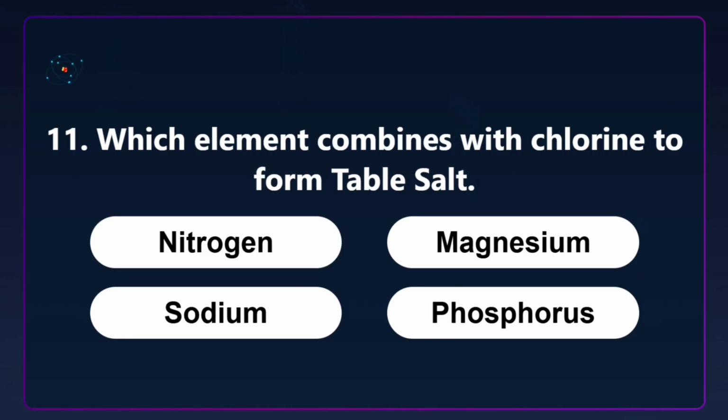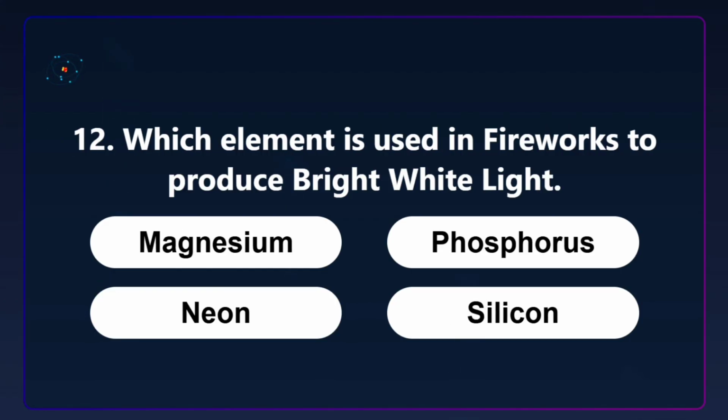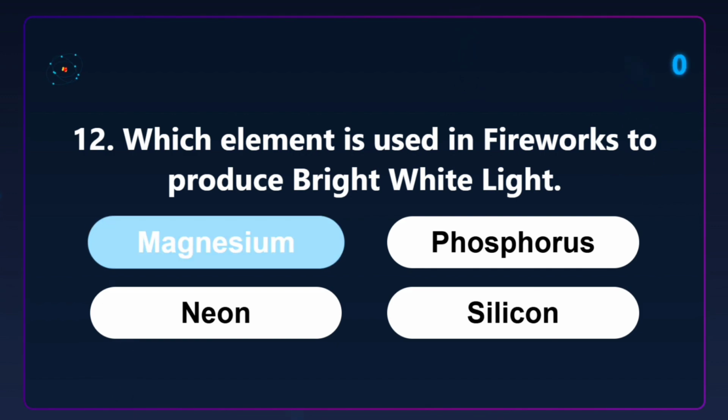Question 11. Which element combines with chlorine to form table salt? The answer is sodium. Question 12. Which element is used in fireworks to produce bright white light? The answer is magnesium.